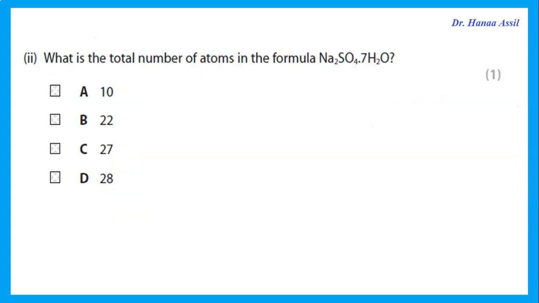What is the total number of atoms? Now, total number of atoms, what do we have? 2 of sodium, 1 sulfur, 4 oxygens, 2 times 7, which is 14 hydrogens, and then I have another 7 oxygens from the water of crystallization, so my total number of atoms is 28.